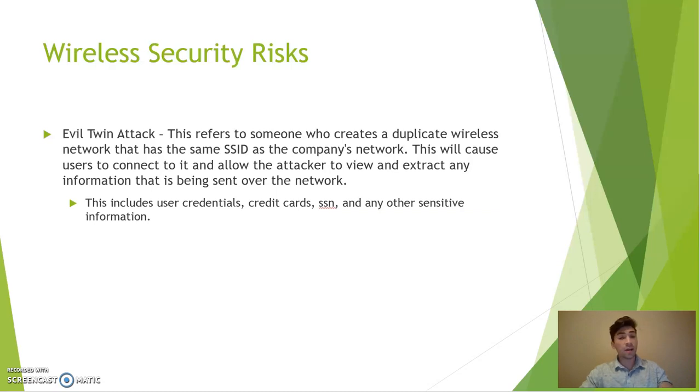And some people wouldn't know that it's actually a different network. They would just automatically try to connect to it, or if it's a first-time user, they would try to connect to it. And they'd make it have the same SSID as the company's network. And this would allow the attacker to view and extract any information that's sent over the network. And again, this includes sensitive information like user credentials, credit cards, social security numbers, and anything else that is sensitive.